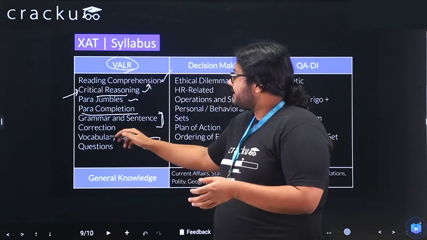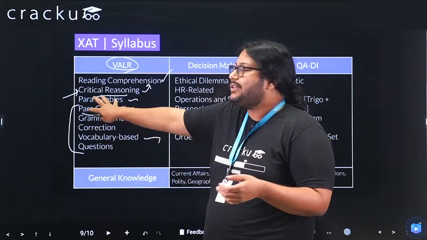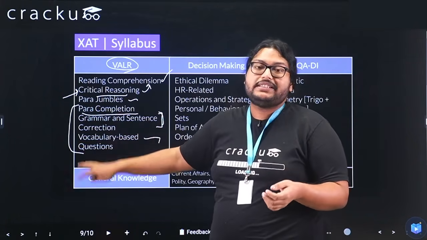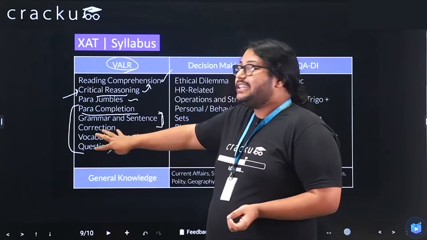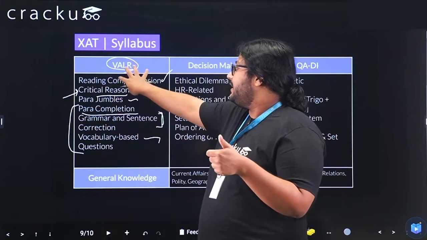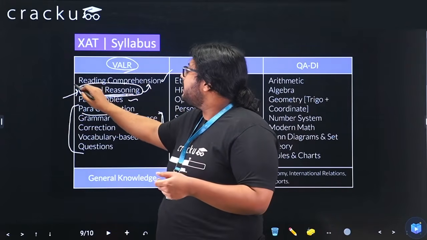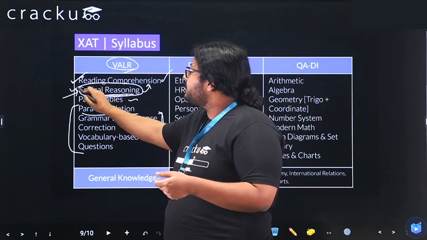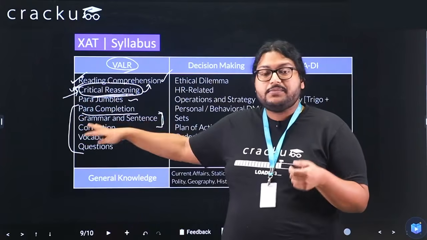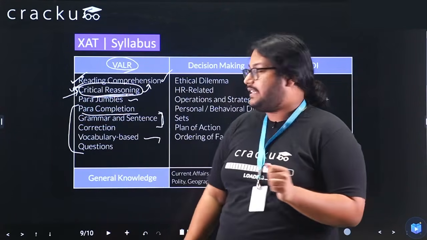So these 4 sections, although you might think, okay, these are relatively new sections, these will be more daunting, but they are not. What we need to focus on the most from the VALR section is critical reasoning, because critical reasoning comes in RCs, and it comes as individual questions as well. So this becomes the most important part to focus on when considering VALR.